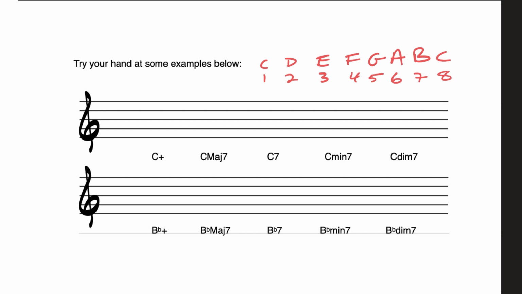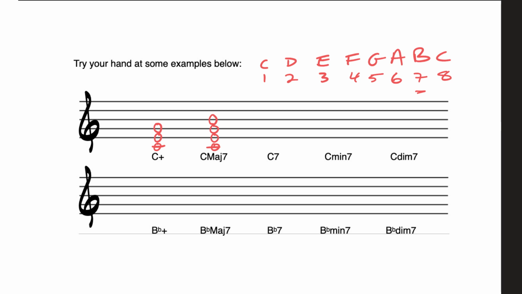Now, C. So the C major triad would be C, E, and F, right? The 1 and the 3 and the 5 note. Sorry, C, E, and G, not F. I misspoke. So C, E, G. Next, the major 7th. So we still use the same triad, that major triad. And now we're going to add that 4th note, which happens to be a B. And that's our C major 7th chord.